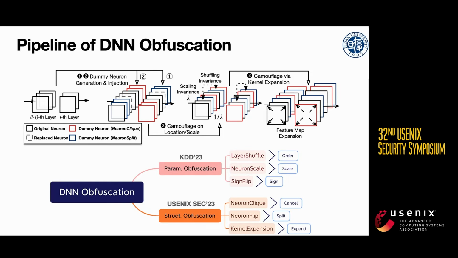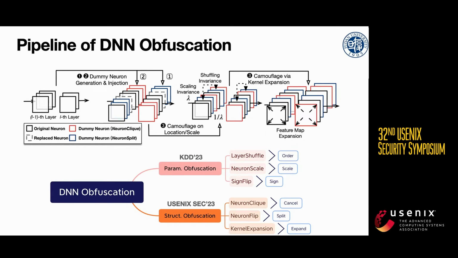And by applying these structural obfuscation primitives randomly and repetitively on the protected model, it can make the obfuscated DNN model very unlike its original self. Both the channel numbers and the channel size in each layer are almost irrelevant to the original model.